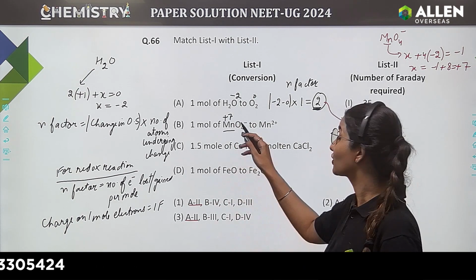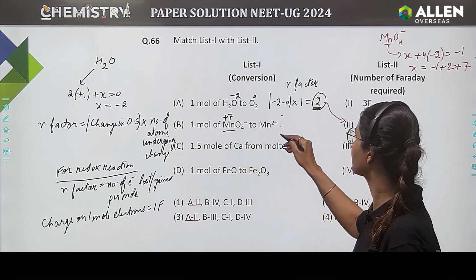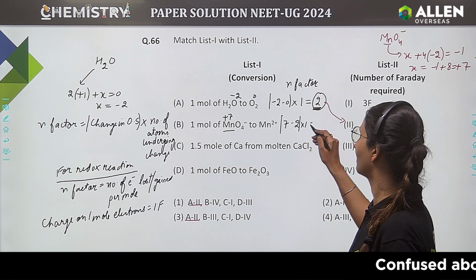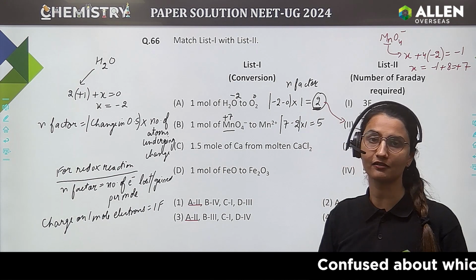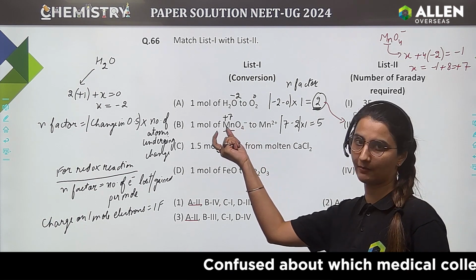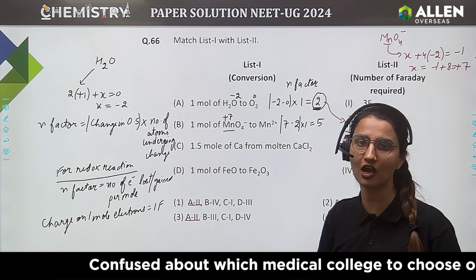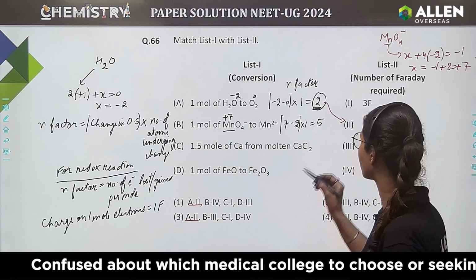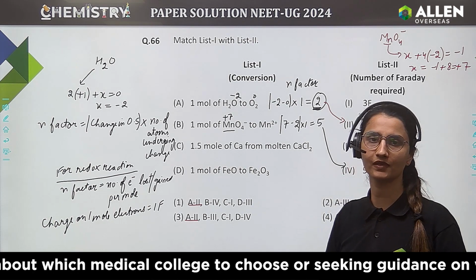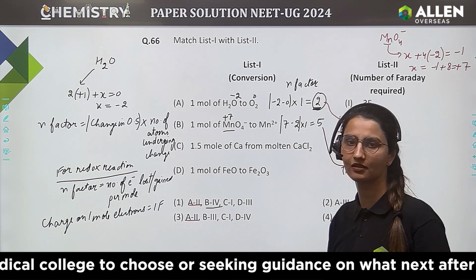So if I find the change, here there is one Mn going from +7 to +2. What is the n factor? 5. So students, 1 mole of MnO4 minus requires 5 mole electrons. What is the charge on 5 mole electrons? It is 5 Faraday. So the correct option for B is option 4.